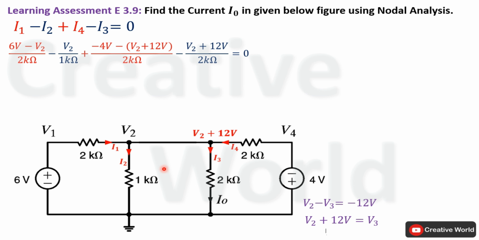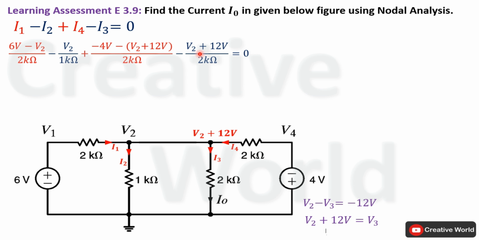Here you have to notice a point. Although this is a single node, the voltage on this side of the node is V2 and on this side of the node is V2 plus 12 volt. So whenever we are dealing with currents associated with this node, we will take the node voltage as V2 plus 12 volt. And whenever we are dealing with currents associated with this node, we will take the node voltage as V2.